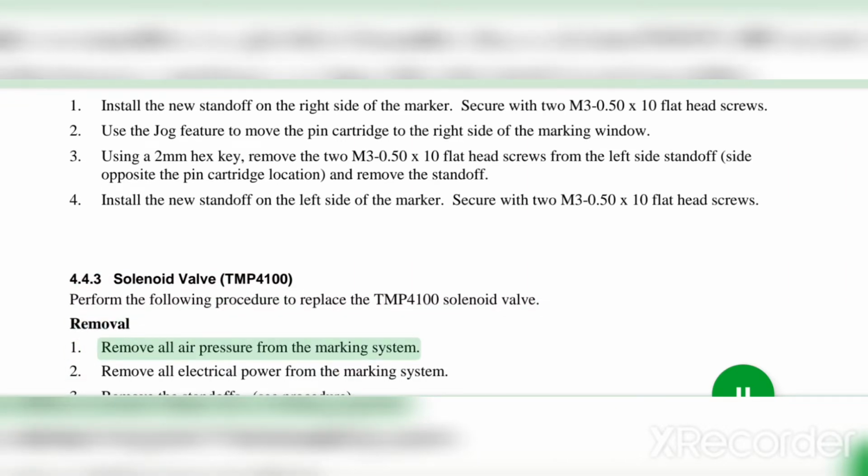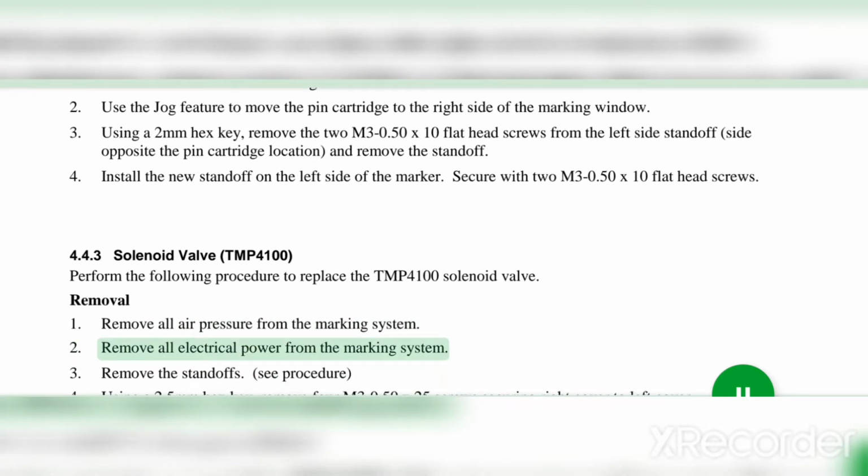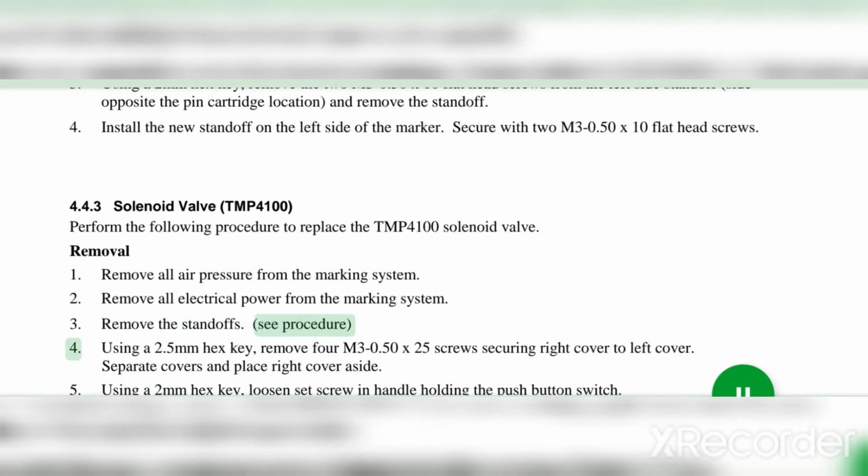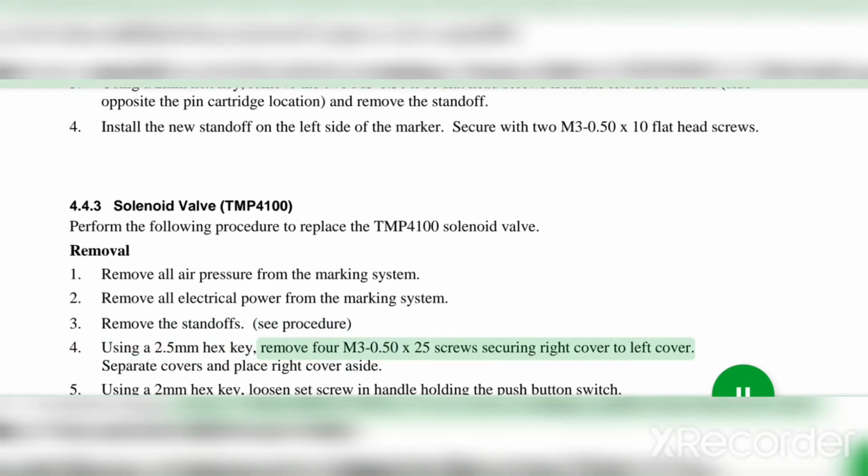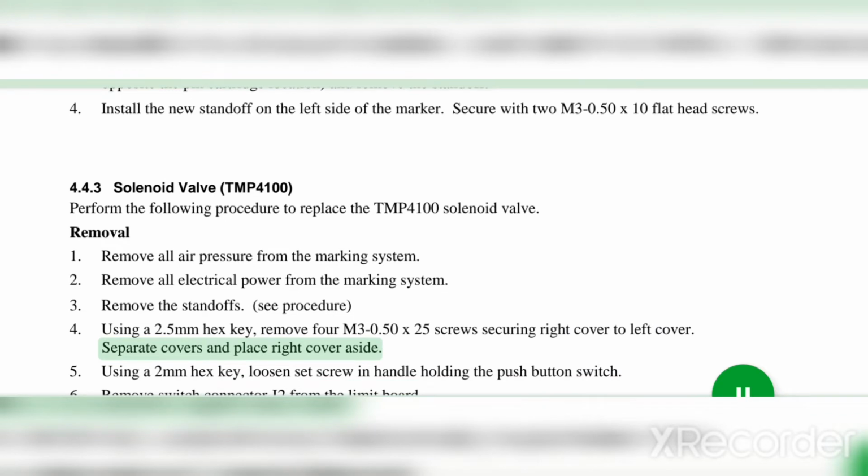Removal. 1. Remove all air pressure from the marking system. 2. Remove all electrical power from the marking system. 3. Remove the standoffs. See procedure 4. Using a 2.5mm hex key, remove 4 M3-0.50x25 screws securing right cover to left cover. Separate covers and place right cover aside.